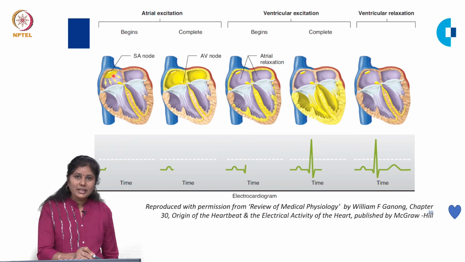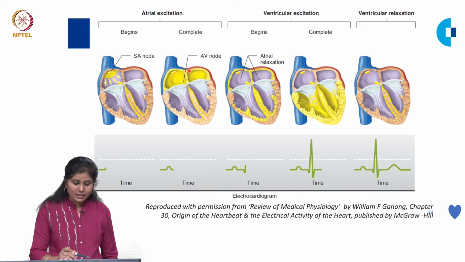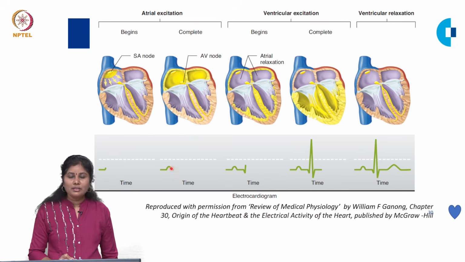When the atrium started its impulse generation, a slight upward deflection has started, and when both the atria are conducted, there is a complete one positive wave. This wave is the P wave of ECG.